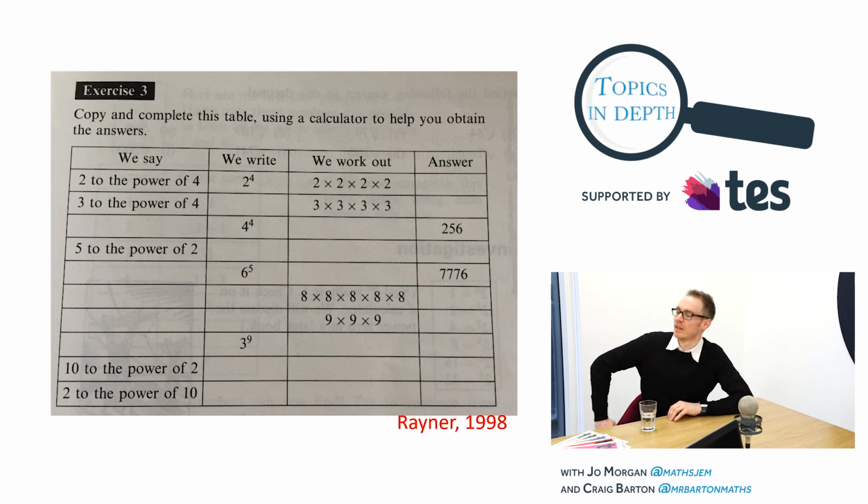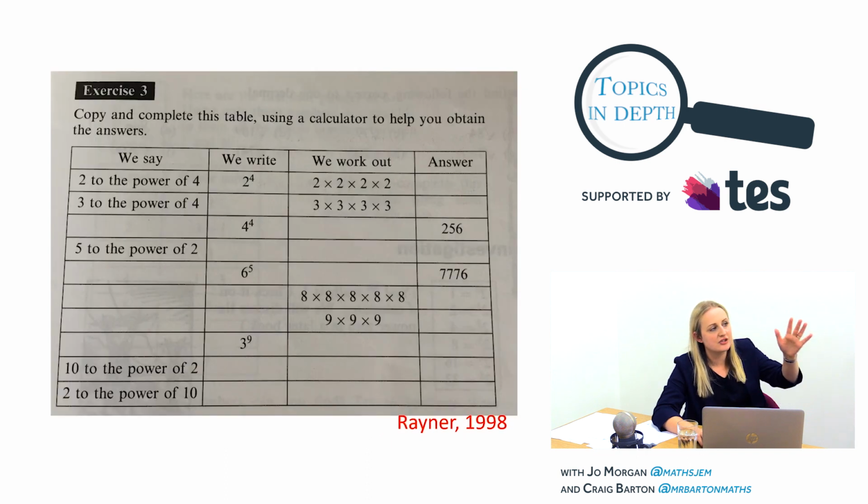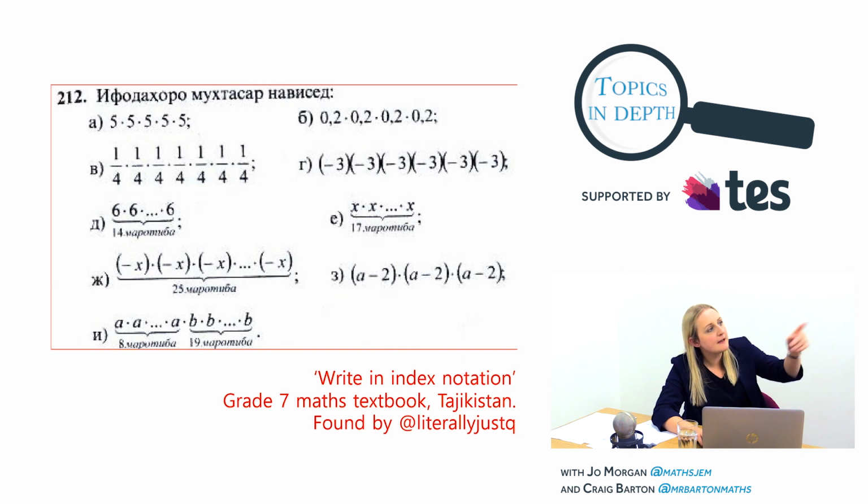I like it. This was from a textbook from Tajikistan. Apologies if I'm saying that wrong. And that is writing index notation. Now look at the difference. This was from Rayner, and it's just numbers. Yes. Whereas here they're saying, well, that first one is 5 to the power of 5. And then we've got a quarter to the power of whatever that is, 7 or something.